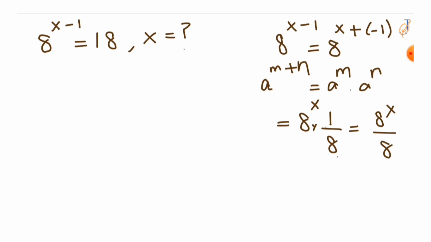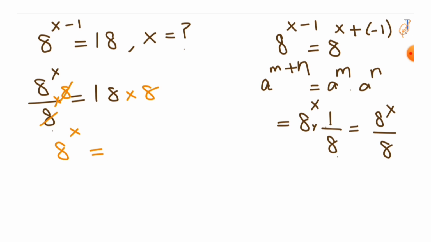So let's write it here, 8 raised to the power of x over 8 is equal to 18. In the denominator we have 8. To get rid of this, multiply both sides by 8. If you multiply both sides by 8, then here 8 gets cancelled. So you are left with only 8 raised to the power of x, that is equal to 18 times 8.